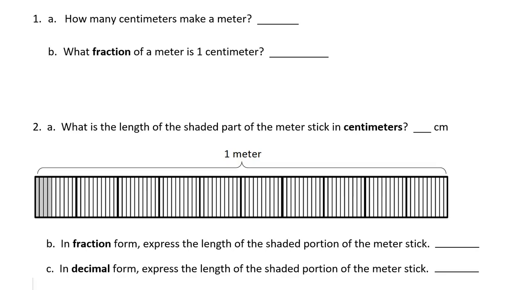This tutorial is for 4th grade, Module 6, Lesson 4. In this lesson, we're going to use centimeters and meters to help us understand the hundredths place in decimals. The first question says, how many centimeters make a meter? Well, it takes 100 centimeters to equal 1 meter.